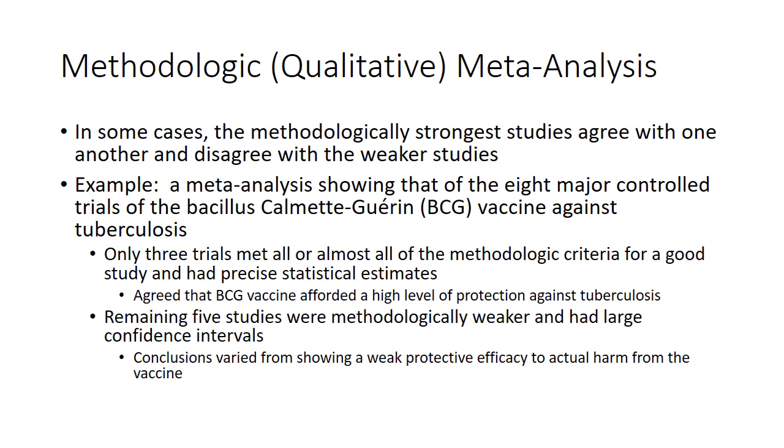A good example of this is a meta-analysis that looked at different trials of the BCG vaccine against tuberculosis. They found that only 3 trials met all or almost all of their criteria to be a good study, quote unquote, and had very precise statistical estimates. They agreed that BCG was effective at protecting against TB. Whereas there were 5 weaker studies with very large confidence intervals, and they reached conclusions that showed maybe weak efficacy or actual harm from the vaccine.